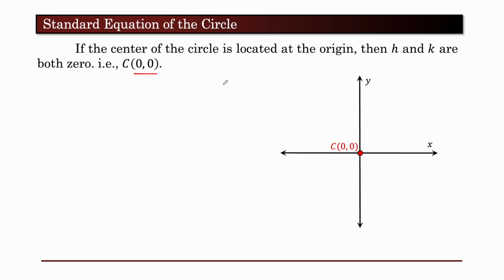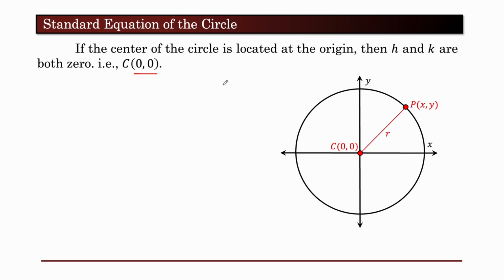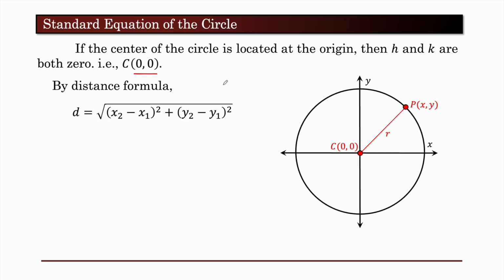Center must be at the origin, of course. This is your circle, a random point x comma y, and a radius r. Now, using the same concept by distance formula, at this time, this is your x sub 2, y sub 2, x sub 1, y sub 1.